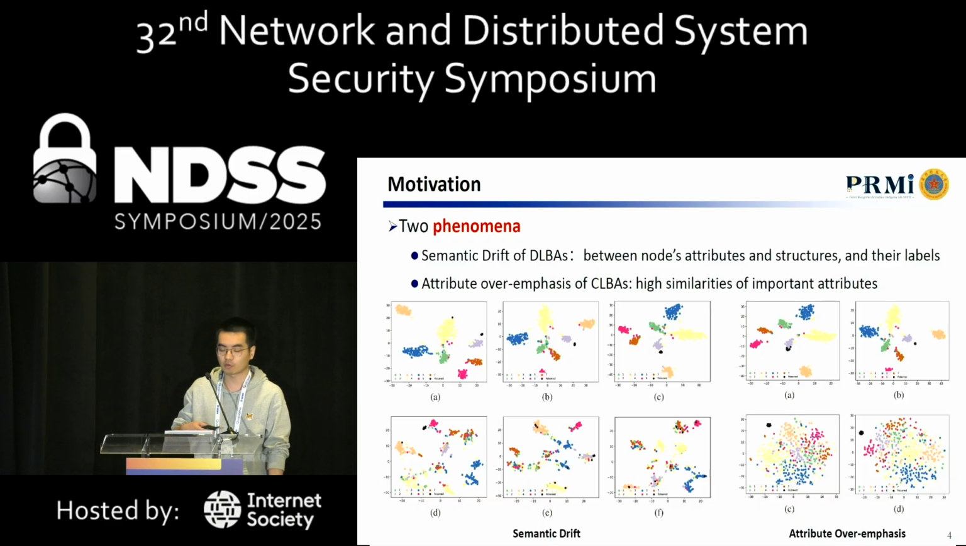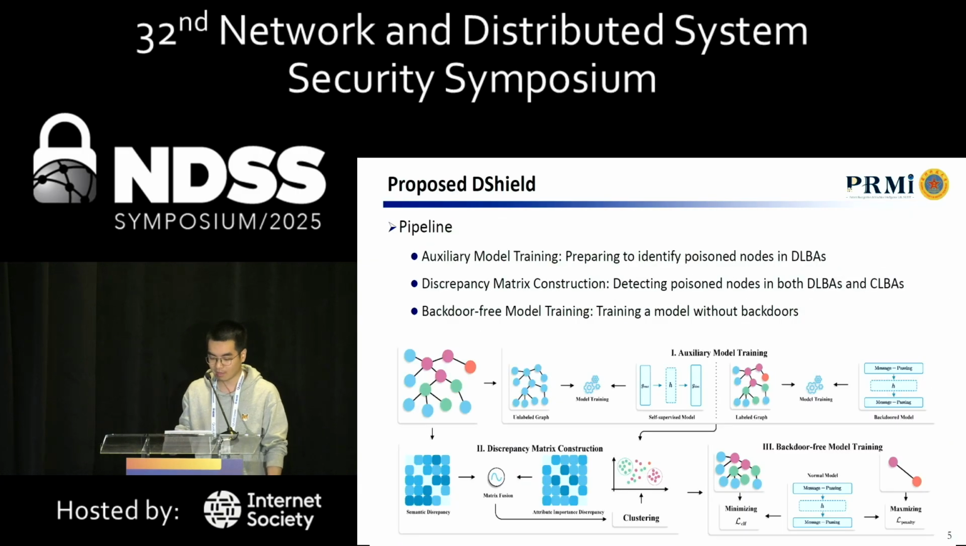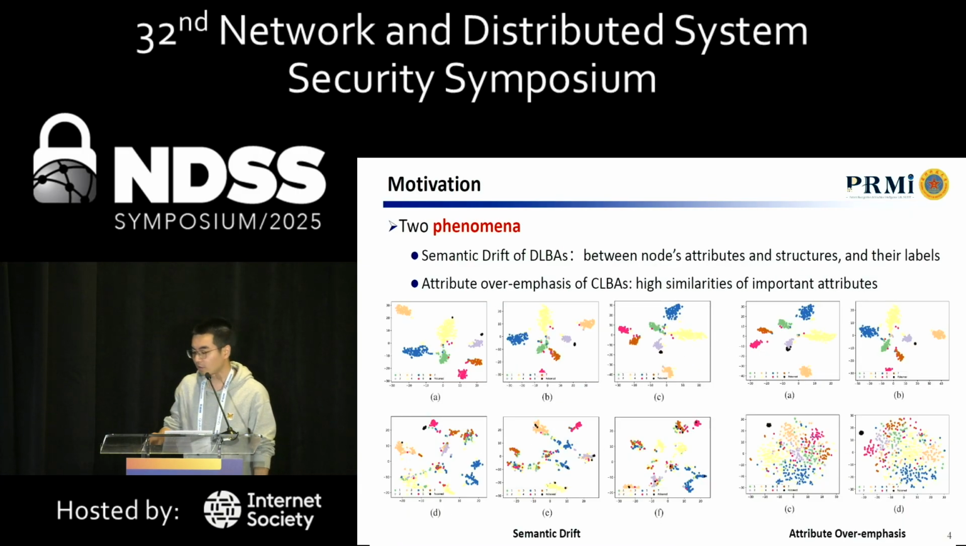On the right side is a t-SNE visualization of attribute importance similarity. We use gradient analysis to measure how much each attribute influences the model's prediction. And here you can see that the poisoned nodes have highly similar important attributes. This reveals that clean label attacks make the model excessively focus on these altered specific attributes when classifying.